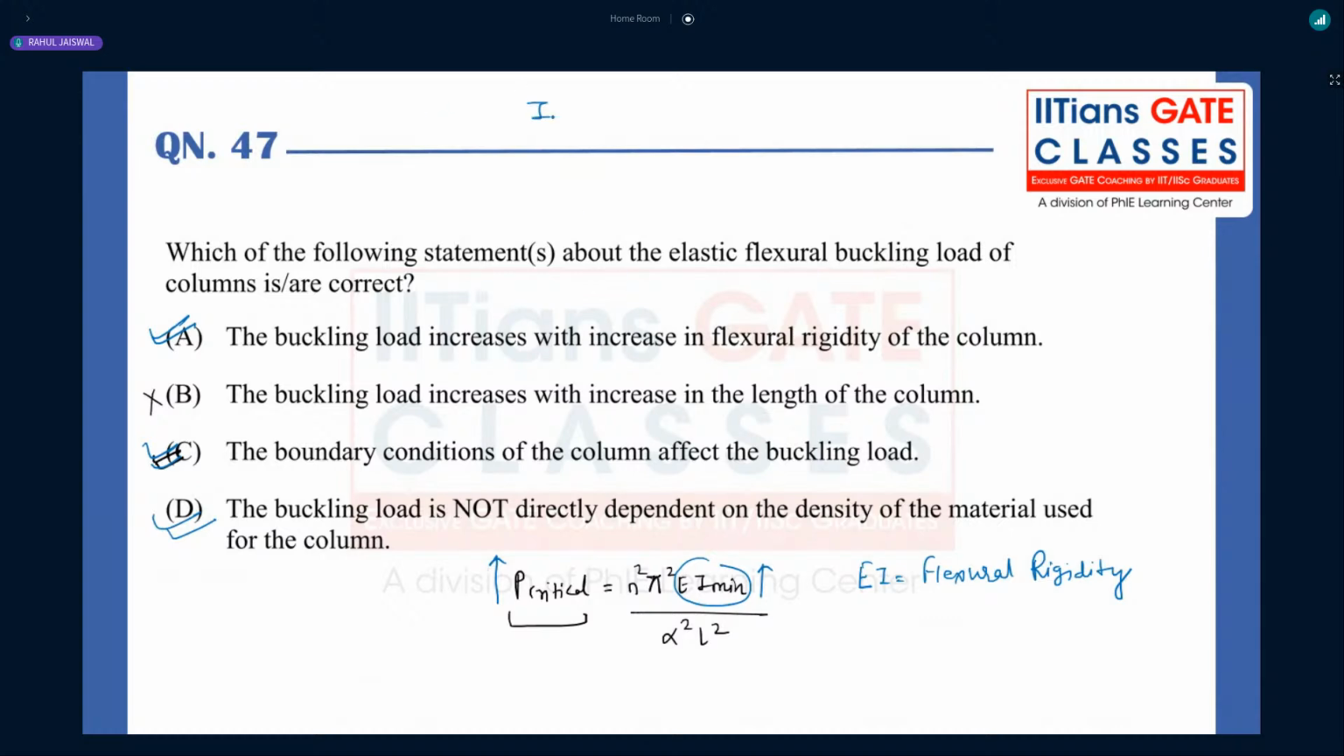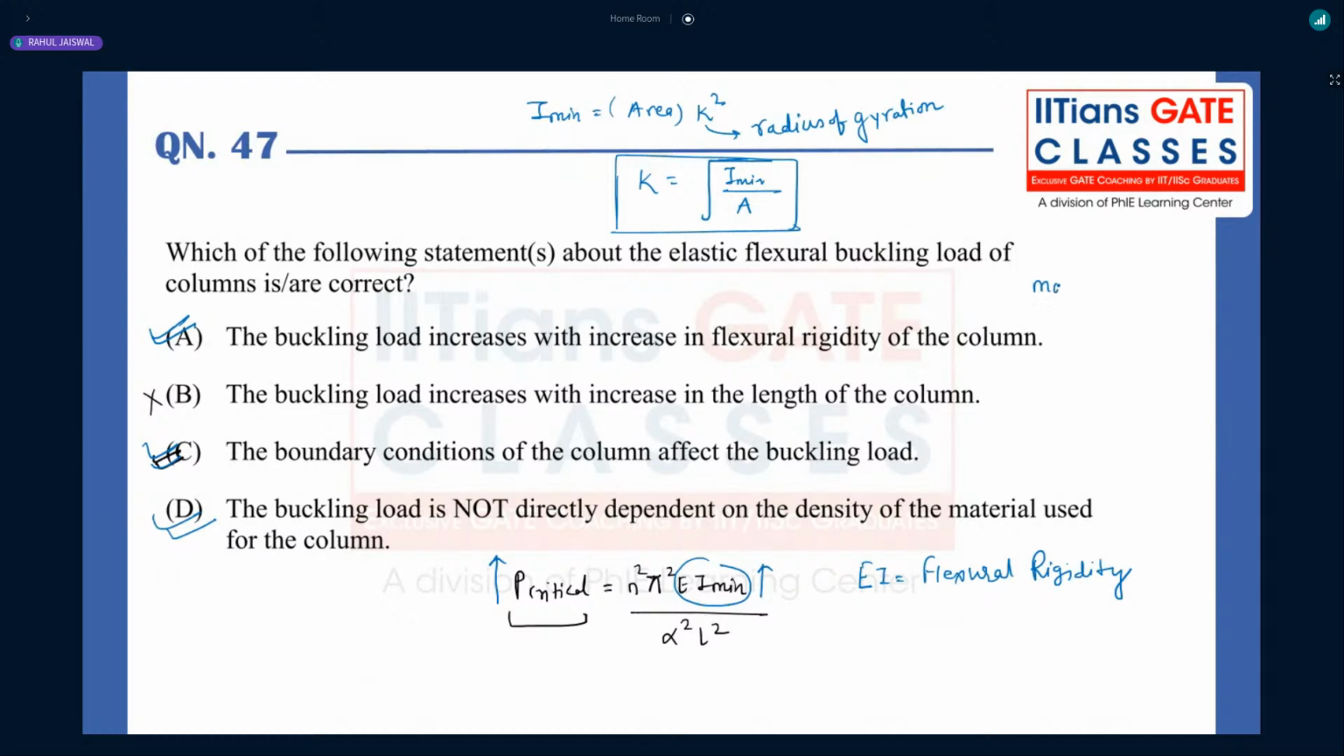When you think of moment of inertia, we can write moment of inertia as area into k square, right? So k, that is the radius of gyration, can be written as I minimum divided by A. The radius of gyration we can write as I minimum divided by A. Now, can the moment of inertia or the area depend on the density? It might be possible.